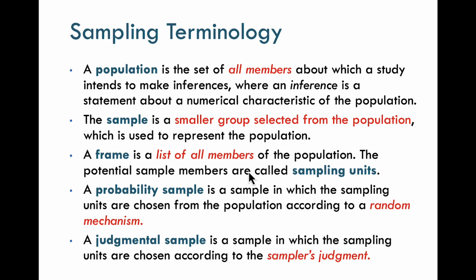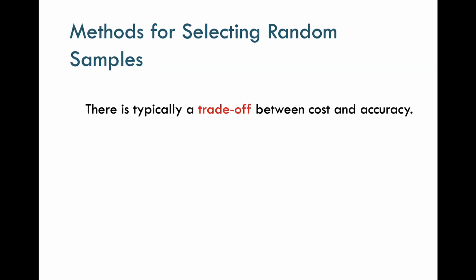The potential sample members are called sampling units. Probability sampling is the technique whereby sampling units are chosen from the population according to a random mechanism. Judgmental sampling is another type of sampling in which sampling units are chosen according to the sampler's judgment. So that's not random. Whenever we do sampling, there is always a trade-off between cost and accuracy.